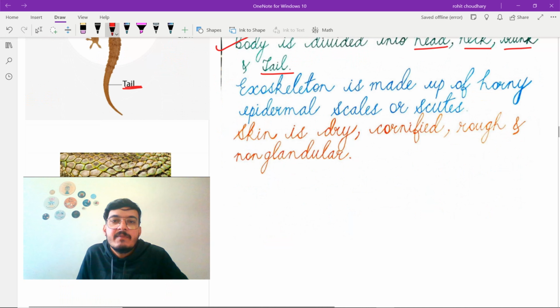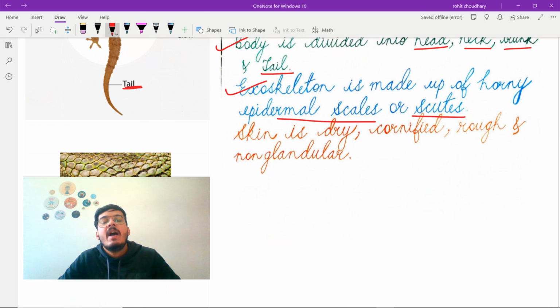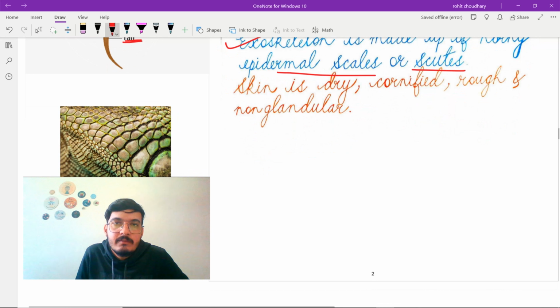The next feature is the exoskeleton is made up of horny epidermal scales or scutes. The exoskeleton of reptiles is made up of epidermal scales because the scales are derived from the epidermis, that is the outer layer of the skin. Epidermis is a single layer of hard tissue that protects the other layers of the exoskeleton. And the scales are made up of keratin that provides a complete covering to the body. As we can see in this picture, how beautifully the epidermal scales are shown.